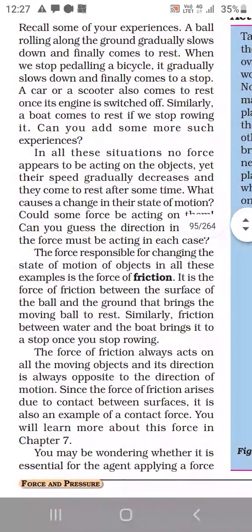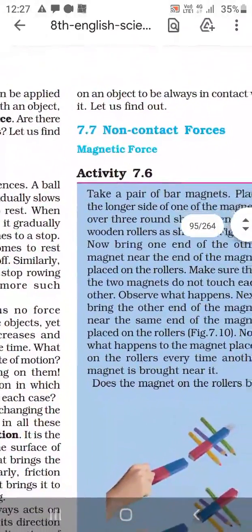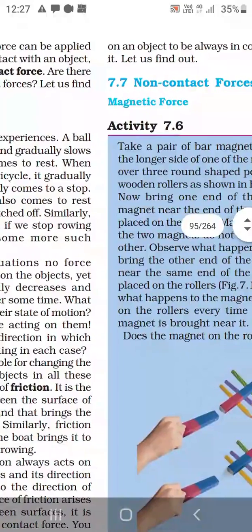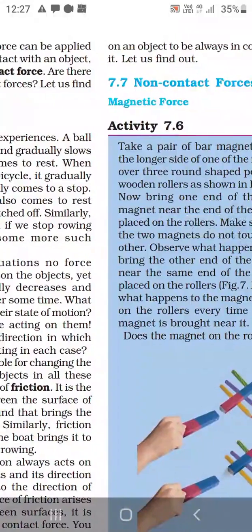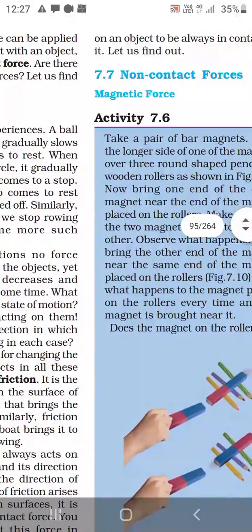You may be wondering whether it is essential for the agent applying a force on an object to always be in contact with it. Let us find out. Do you think that the forces which are applied should always be in contact? Next we will learn non-contact forces.